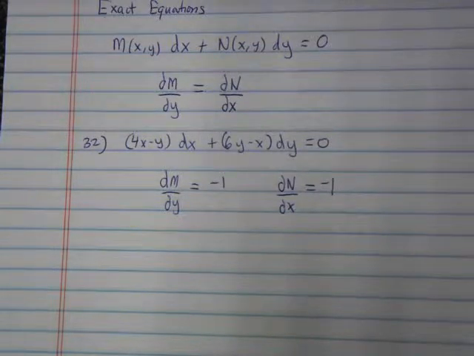What if it doesn't equal? Then it's not exact. And you've got to figure out a different way. Maybe it's linear, maybe it's homogeneous, maybe it's separable. Maybe it's Bernoulli. You've got to try something else. Wait, I've got a question. Go ahead. If this is separable, you usually, okay, I guess, never mind.